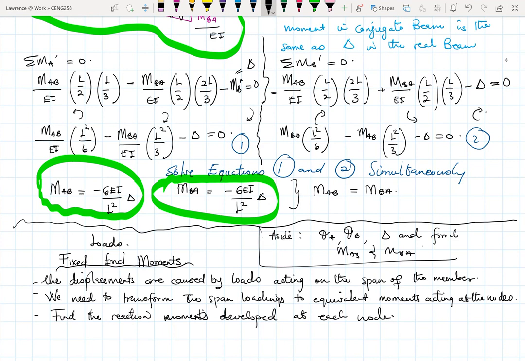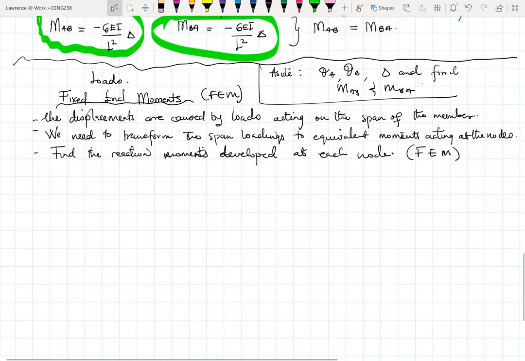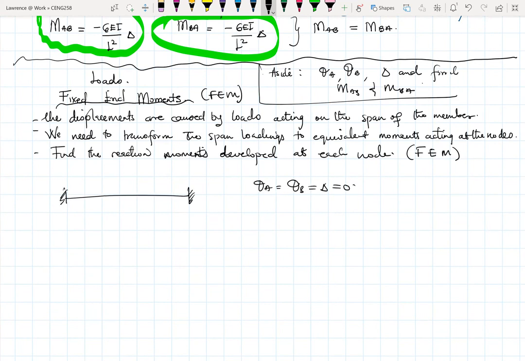Okay. So this reaction moment at each node is what we call the fixed end moment, FEM. You find this term FEM being used a lot. It just means the fixed end moment. So let's look at a typical example. We need to come up with a loading system whereby R equals 0. That's how the name fixed end moment comes about, because it's a beam whereby both ends are fixed or have fixed supports.